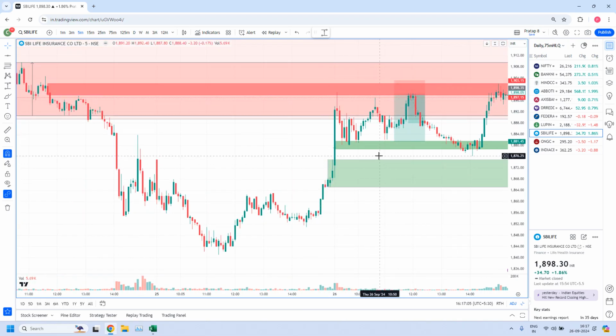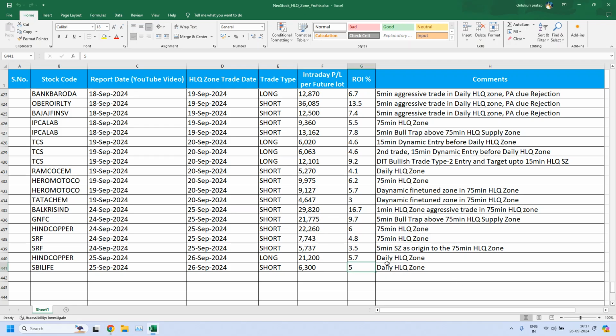This is a 5 minutes aggressive trade. Actually, it is a 1 minute aggressive trade. Strictly speaking, it is a 1 minute aggressive trade because there is a 1 minute order flow. But what I did is combine multiple 1 minute zones into a 5 minute zone. So that's why I have to trade this as a 5 minute aggressive trade.